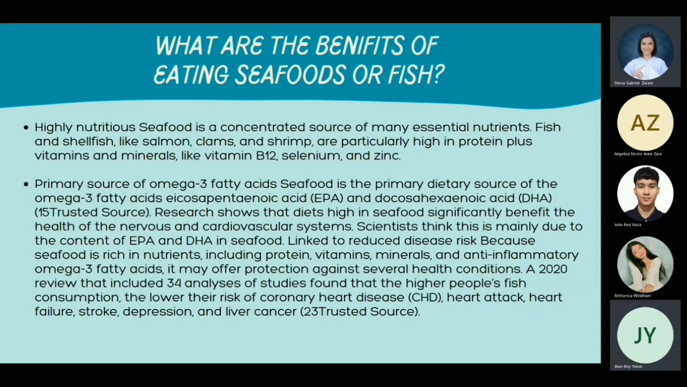Plus, seafood is rich in nutrients that tend to be low in many people's diets. So, seafood and fish are highly nutritious. Seafood is a concentrated source of many essential nutrients. Fish and shellfish like salmon, clams, and shrimp are particularly high in protein, plus vitamins and minerals like vitamin B12, selenium, and zinc.